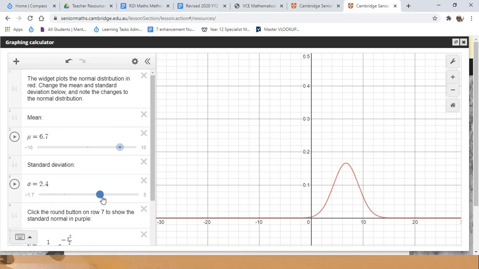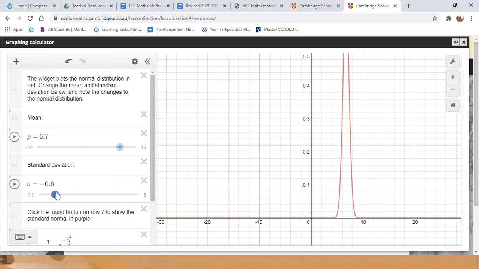As we change the standard deviation, what you might notice is that as the standard deviation increases, the curve becomes more spread out, but it also becomes flatter. And the reason for that is that the area under this curve needs to be consistently equal to 1.